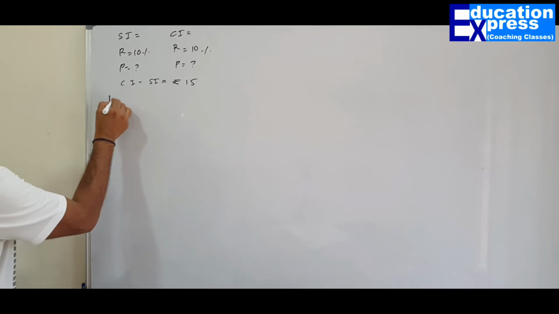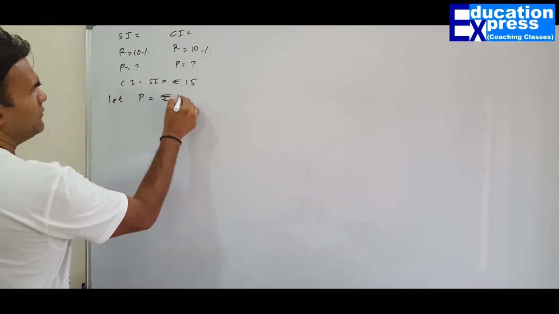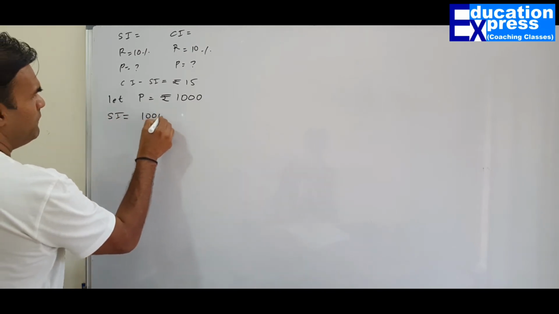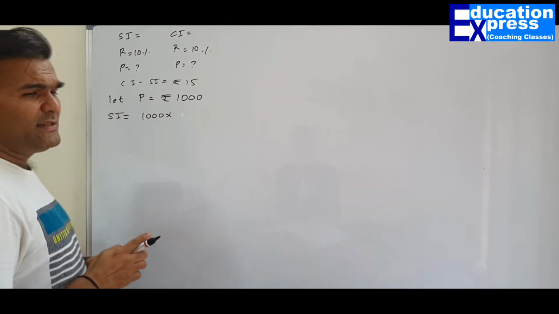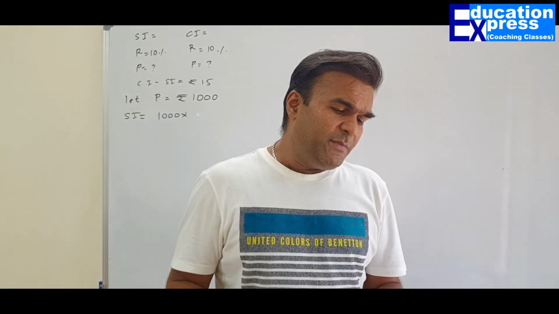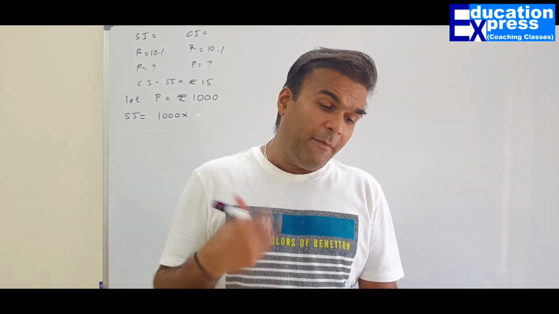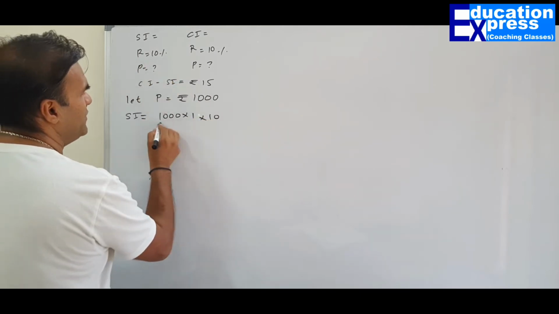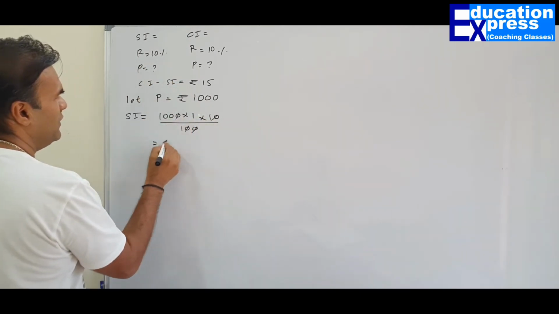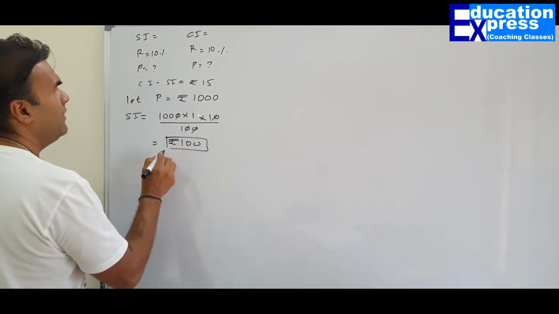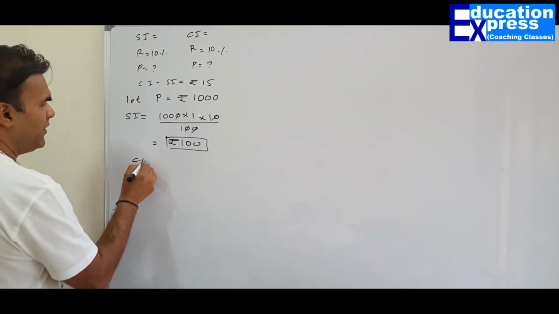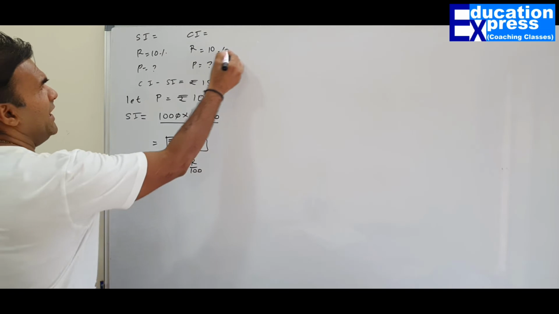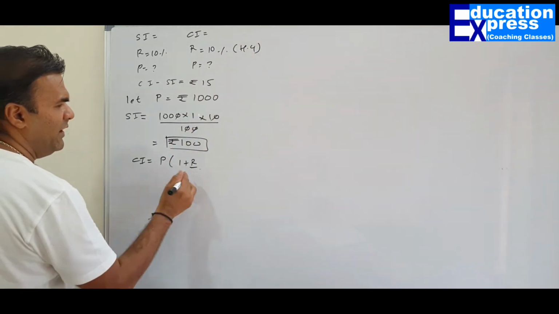So can I assume, let principal be rupees 1000. So simple interest would be P into time into rate upon 100. Time is given to us? Yes, it's given, 1 year. Rate 10% upon 100, that's going to be 100. What about compound interest? Compound interest would be P into 1 plus R upon 100. But sir, because they have given half yearly, we will take 200.